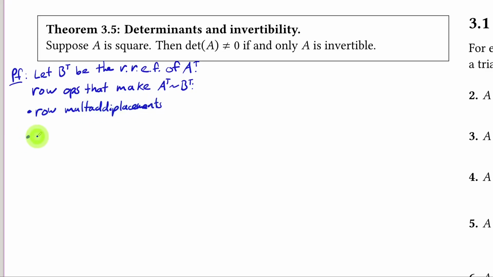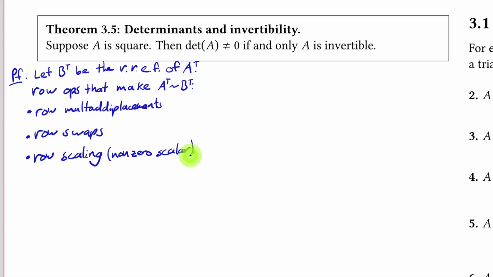They could be row swaps. And they could be row scaling. And scaling a row always has to be done with a non-zero scalar to be a legitimate Gaussian elimination row operation. Now, each one of these corresponds with a column operation that you could do to transform A to B.